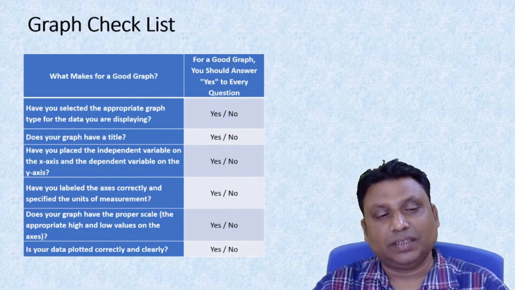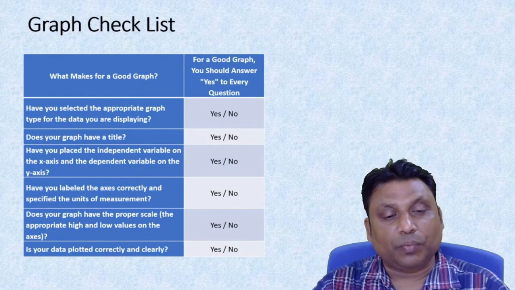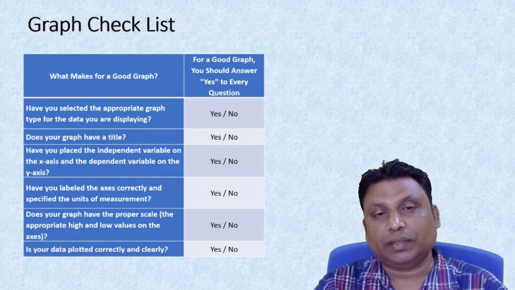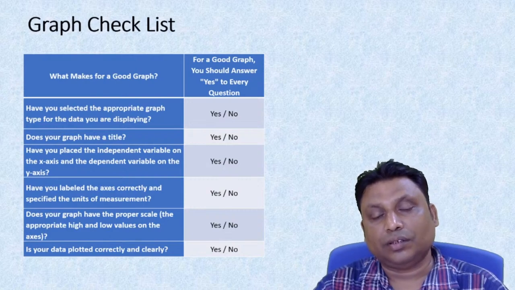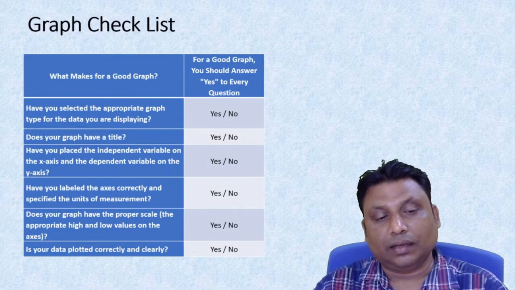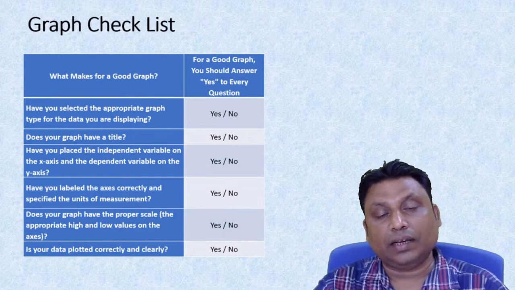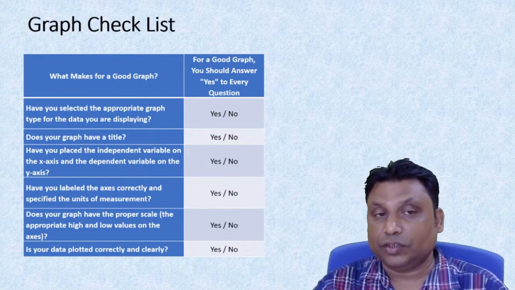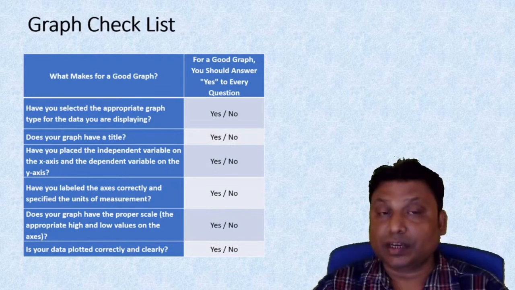Does your graph have the proper scale, with appropriate high and low values on the axes? If in the x-axis you are giving a 10-point scale and in the y-axis you are taking a 5-point scale, then this is wrong. You have to take proper values for both axes. Is your data plotted correctly and clearly? Yes or no? You have to ask yourself this question before you prepare your graph. So this is called the checklist, and accordingly you have to prepare the graph.